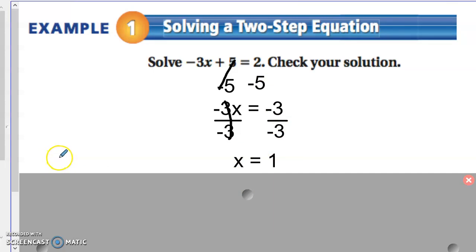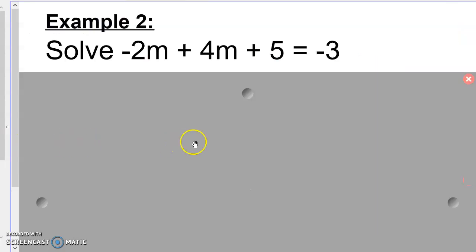So that was a review of one step and a review of two step. Now we're going to go into some multi-step ones, and there's lots of different versions of multi-step ones. So we'll just get started with this one. This one will be a multi-step one because you can see that you have variables here.